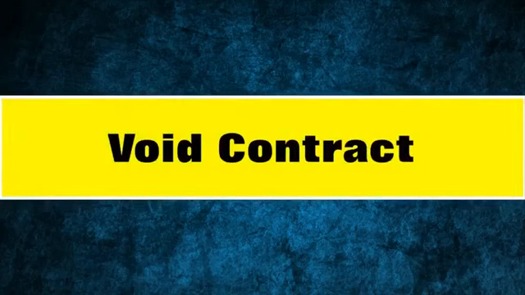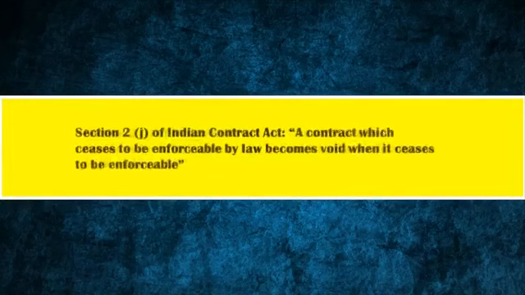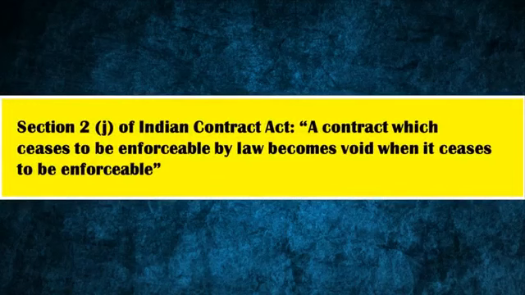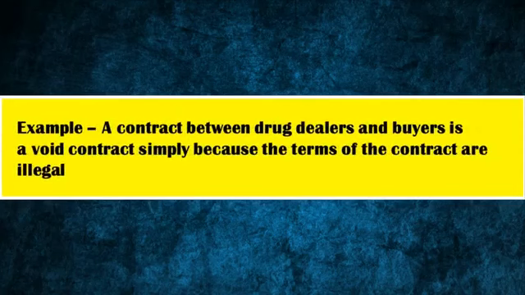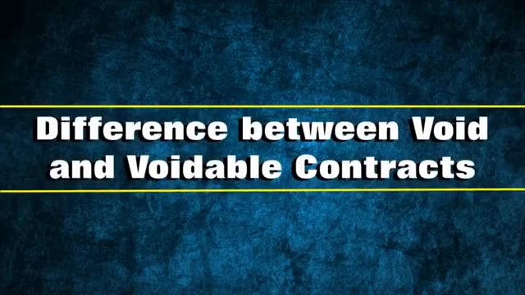The third kind of contract is void contract. Section 2(j) of the Indian Contract Act defines void contract as a contract which ceases to be enforceable by law; it becomes void when it ceases to be enforceable. For example, a contract between drug dealers and buyers is a void contract simply because the terms of the contract are illegal. Difference between void and voidable contracts.